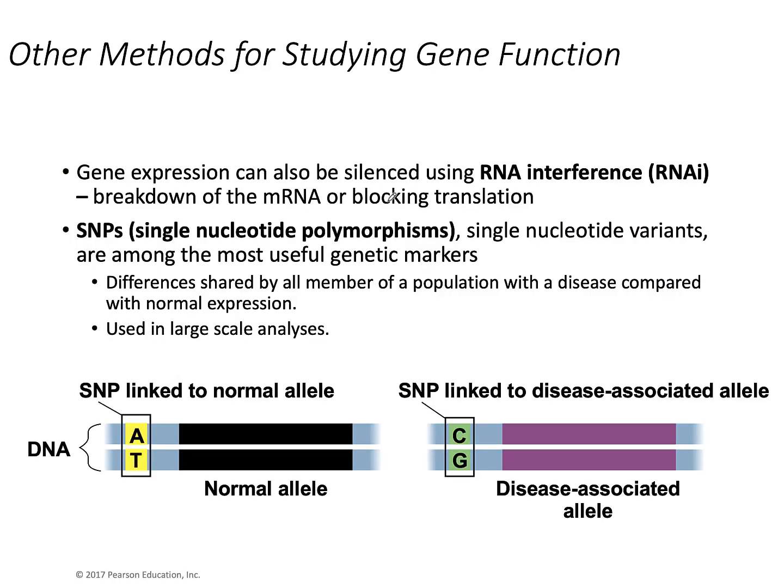So there's a couple other methods for studying gene function. One of them is called RNA interference. Expression of a gene, so this is kind of like a knockout study here too, where we're going to stop the expression of the gene by silencing it. In order to do this, what we're going to do is insert RNAi, which is an interfering RNA, and that's either going to break down the messenger RNA or completely block translation.